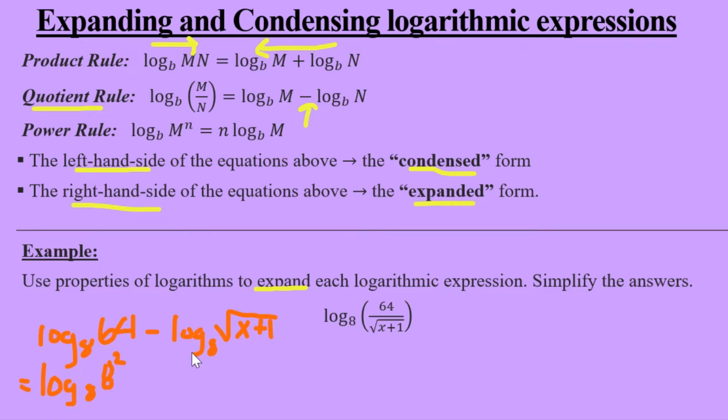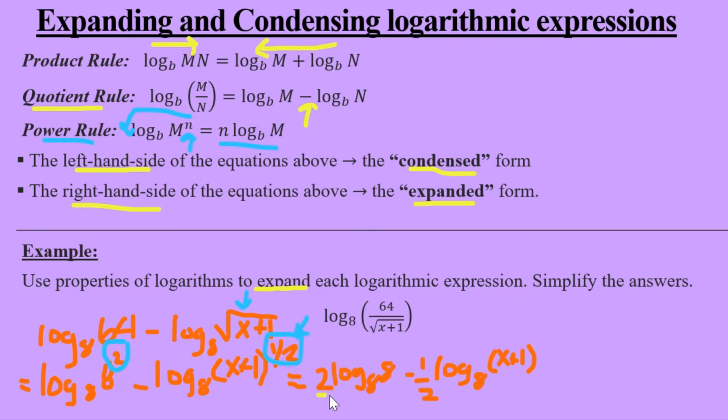Now let's take a look at what we have on this side. We have log base 8 of the square root of x plus 1. You can notice we have this radical here, so let's see if we can rewrite this x plus 1 to a power. If you remember, if we have a square root, we can rewrite that as an exponent of 1/2. Now you'll notice we have two powers going on here. We have a square here, and then we have a 1/2 here. That should remind you of the power rule. If I have a power, remember I can bring that power to the front and multiply it by my log.